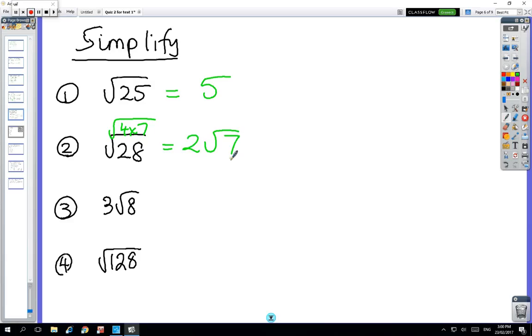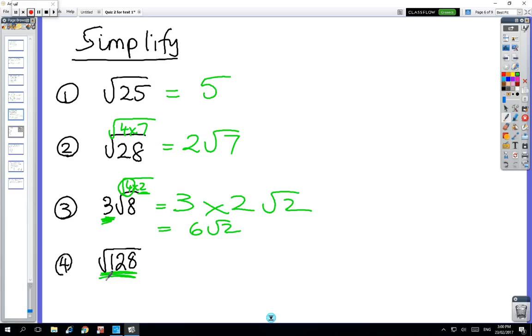8 is 4 times 2 inside a square root sign. Now that 3 is still a 3, and then the square root of 4 is 2, and then we've got the root 2 that we can't calculate. That 2 doesn't go anywhere, and then 3 times 2 is 6.